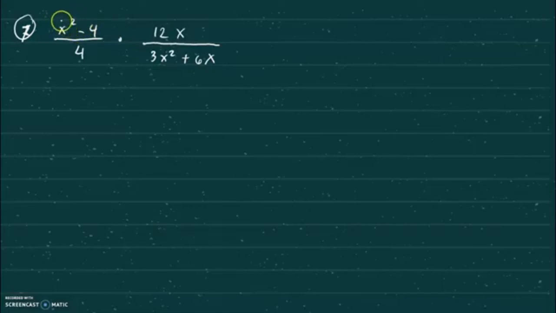Okay, so examining our x squared minus 4 over 4, examining the numerator, we know that x squared minus 4 is a difference of two squares. Okay, and the factors of x squared minus 4 are x plus 2 and x minus 2, right? So now let's proceed to the denominator. So we have here 4. Now, okay, let's just use the prime factors of 4. So we have here 2 times 2.